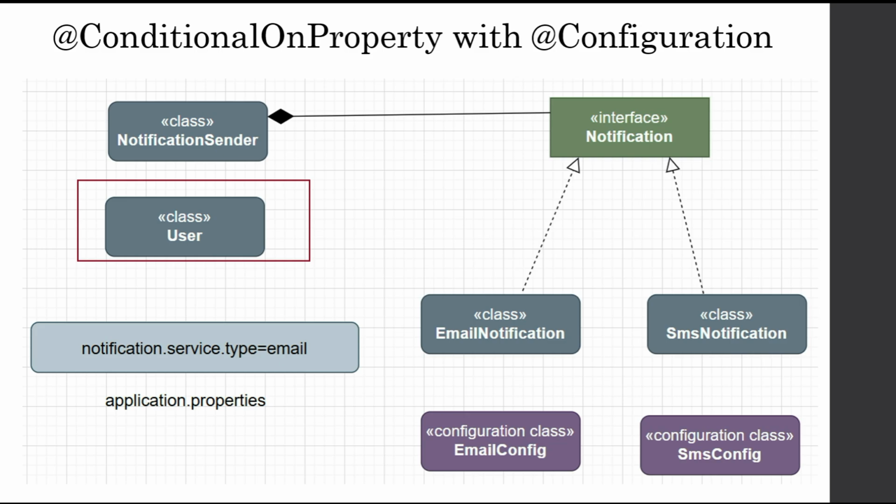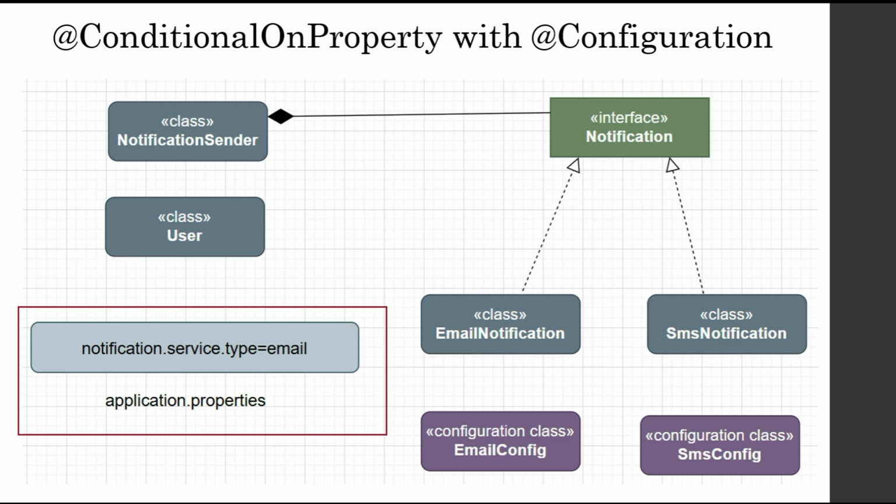The User class represents a recipient of the notification. It's a simple POJO class. The application contains an application.properties file. This file has one property, notification.service.type, and its value would be either email or SMS.